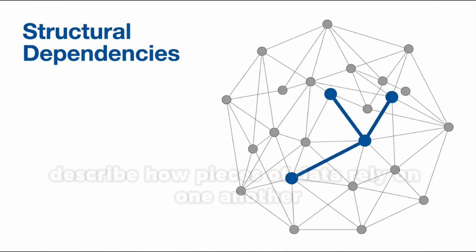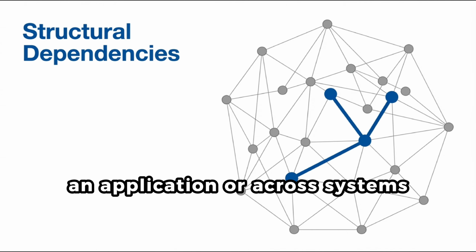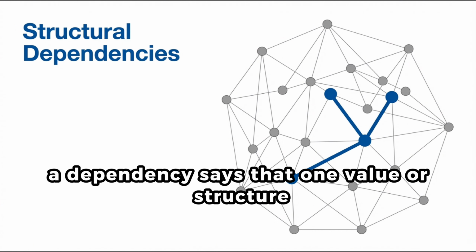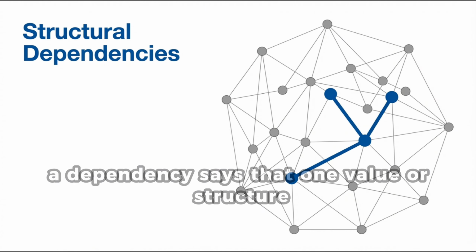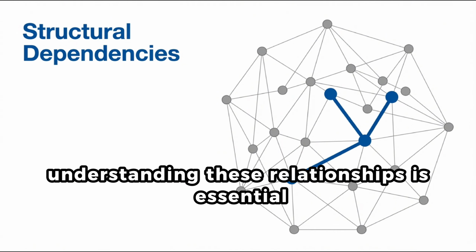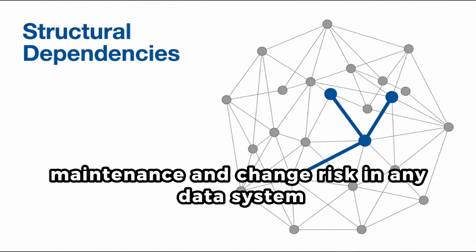Structural dependencies describe how pieces of data rely on one another within a schema, an application, or across systems. At a basic level, a dependency says that one value or structure is determined by or contingent on another. Understanding these relationships is essential because they govern correctness, maintenance, and change risk in any data system.